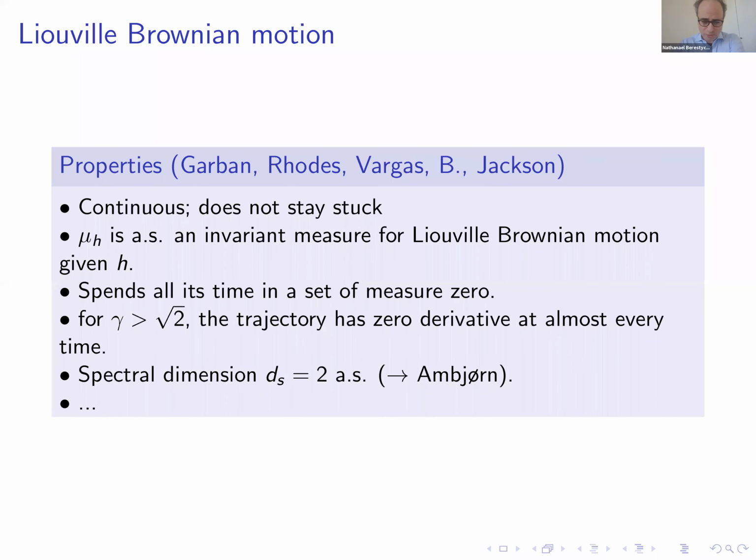And one thing that we do know about this process, and that verified in some sense the conjecture, the prediction by Watabiki and Ambjorn, is that the spectral dimension is 2 almost surely. This was proved by Rhodes and Vargas. These properties, I should say, were proved in several different papers. So this is really a summary of things that we know, and we know a lot more than what I've been able to write on this slide.